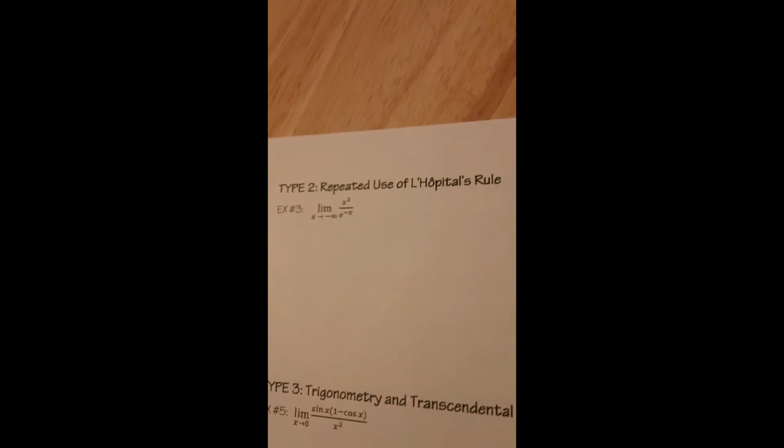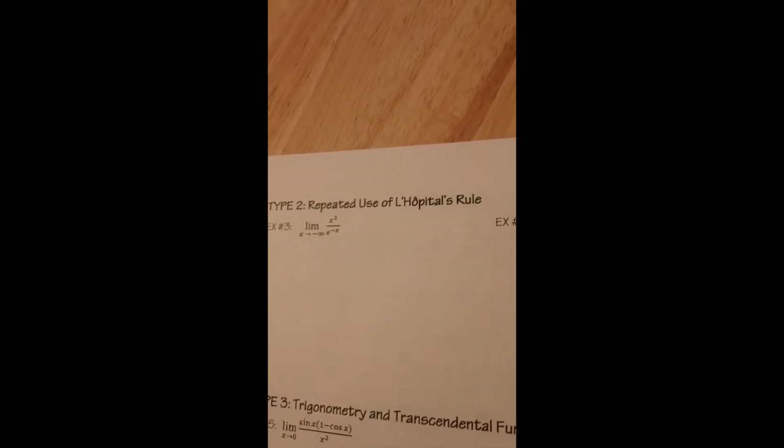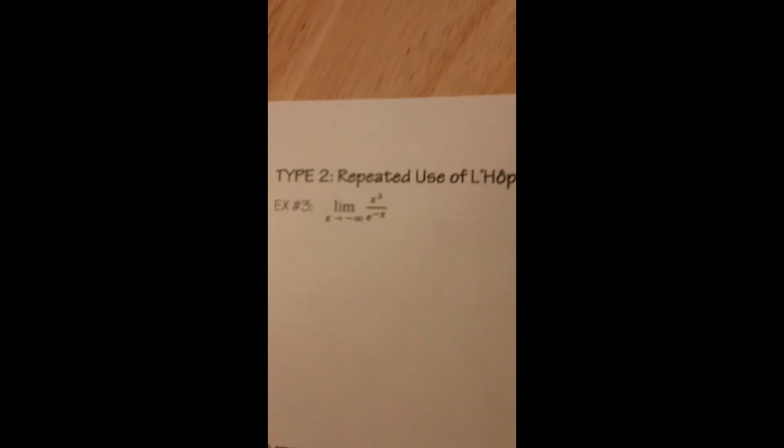Now, there are some other types of examples that we're going to continue to do. Example 3 says repeated use of L'Hopital's Rule. So again, we're going to start with our f of x and our g of x.